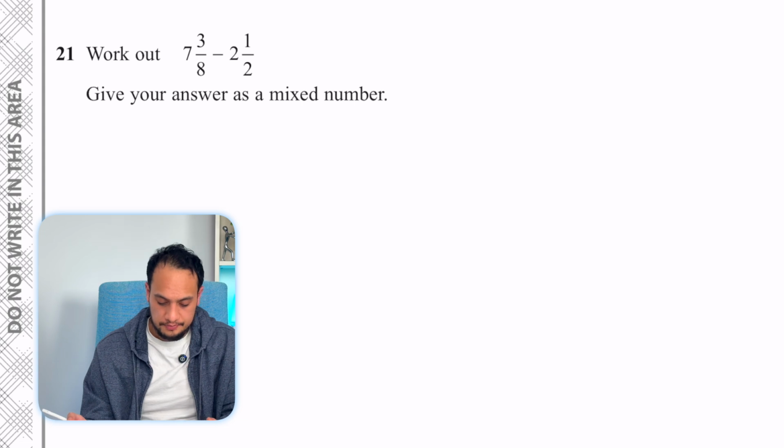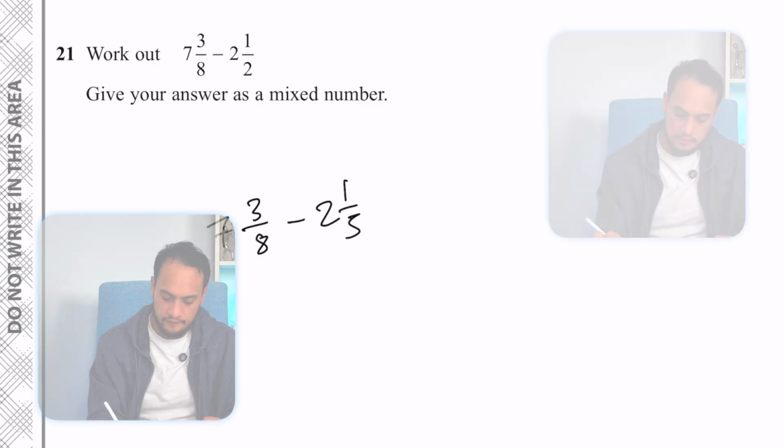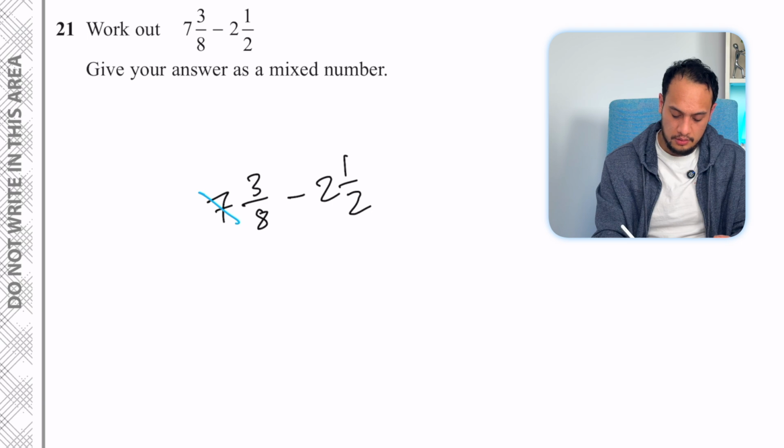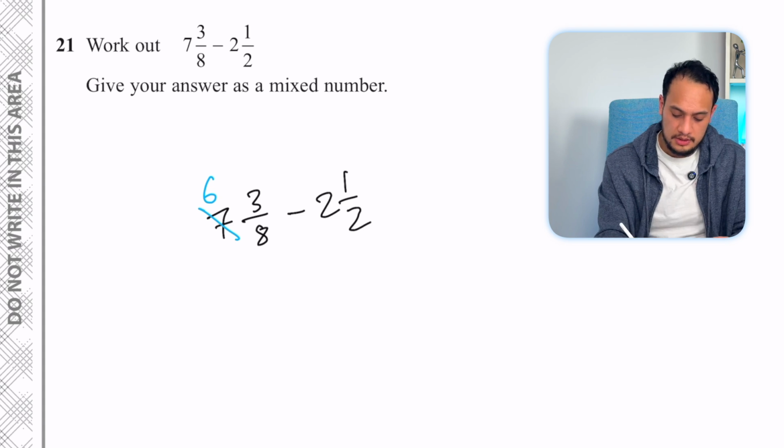Now we've got a subtraction. This one's a little challenging because 3/8 is less than a half. So what I like to do here is borrow from the whole number. So I've got 7 3/8, take away 2 1/2. I'm going to borrow from this whole number, and that becomes 6. And then I'm going to add 8 to the top because that's the denominator of our fraction. So I'm going to replace that with 11/8.